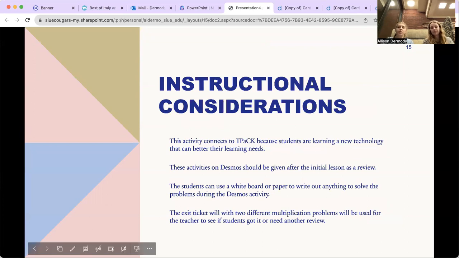So next we have some instructional considerations. This activity connects to TPACK because students are learning a new technology that can better their learning needs. The activities on Desmos should be given after the initial lesson as a review. The students can use a whiteboard or paper to write out anything they need to solve during the activity. And then the exit ticket will work with 2 different multiplication problems, so the teacher can see if the students got it or they need a review.